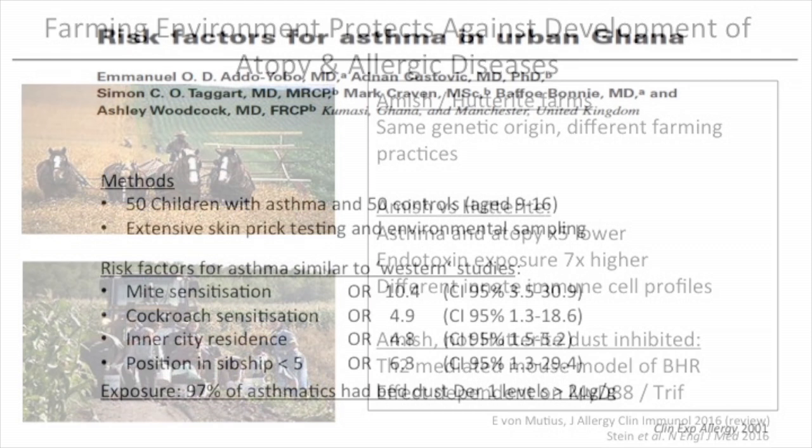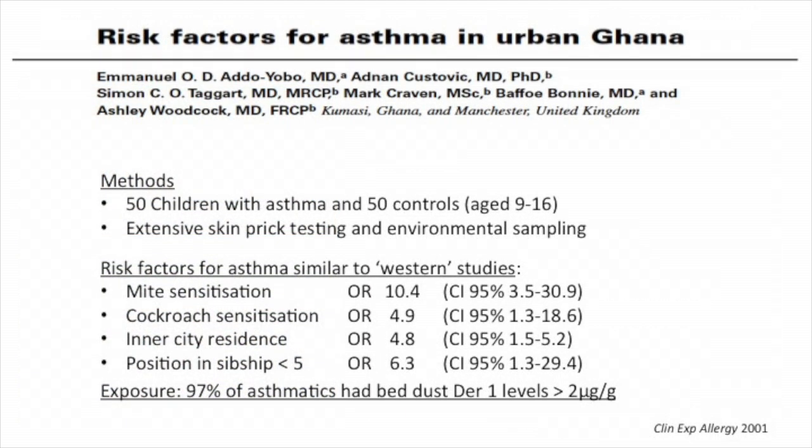So, what about the situation in Africa, and what data do we have in Africa? I'm going to show a series of 3 slides from Emmanuel Addo-Yobo, a pediatrician who's worked in Ghana, because his work done over the past 20 years tells a really coherent story, I think. First of all, in 2001, he published this article in Ghana in a mixed population, mixed affluence, 50 children with asthma and 50 controls. He skin prick tested them, took everything and did environmental sampling.